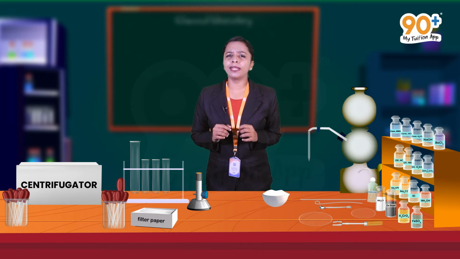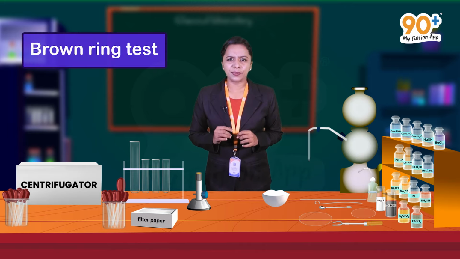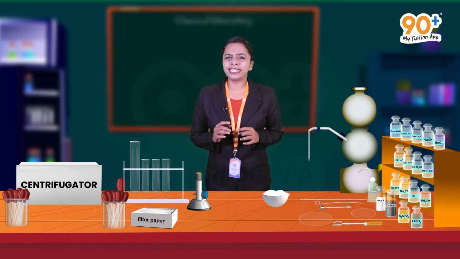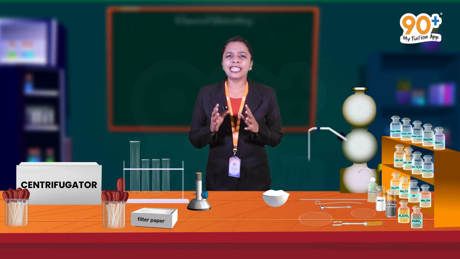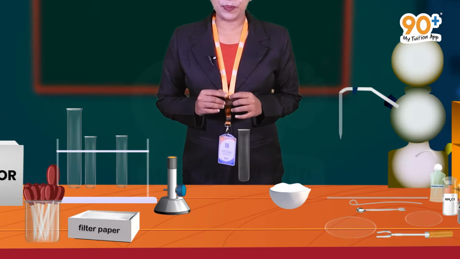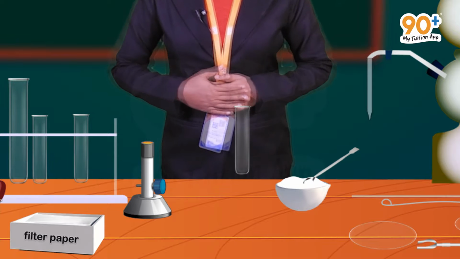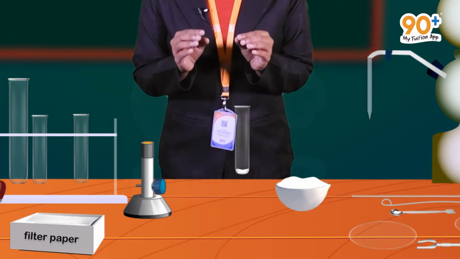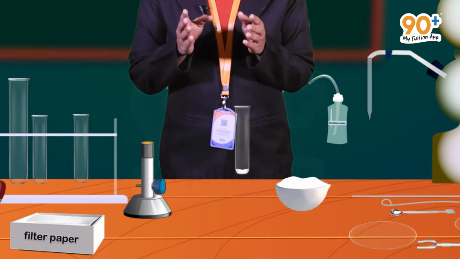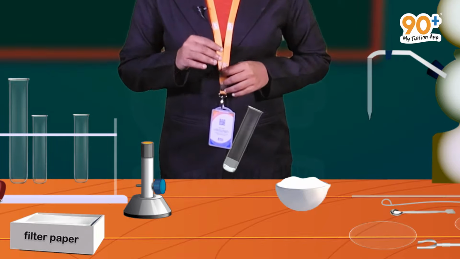The first confirmatory test for nitrate ion is the brown ring test. Do you know what is the brown ring test? Let's see. For doing this, take a clean and dry test tube. To this, add a little amount of given salt. Now let's add a few drops of distilled water into this and shake it well.